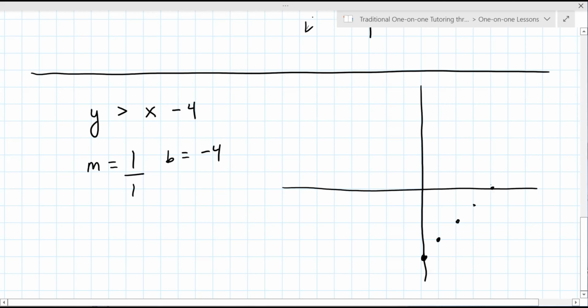Good. Now, is it a solid or a dashed line, and why? It's a dash because there's no line underneath it. Exactly right. Okay. And then do you shade above or below it? Above. Good.